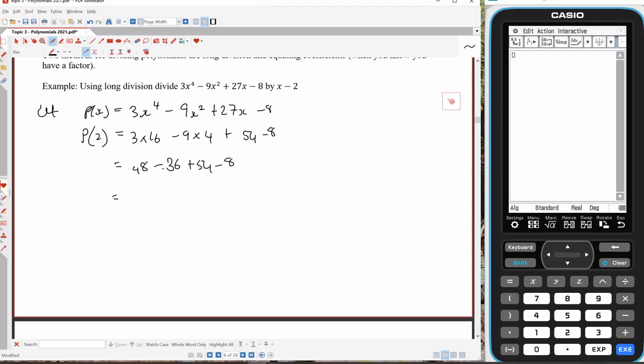This is going to be 4, 8 is 12. 12 onto that is 66. 66 take 8, I've reached my mental capacity there, is 58. Okay, let's just check that on the calculator as well. Oh, I've lost my shift keys, disaster. Okay, define f of x equals 3x to the 4 take away 9x squared plus 27x take away 8, and f of 2 is 58. Okay, that checks out.